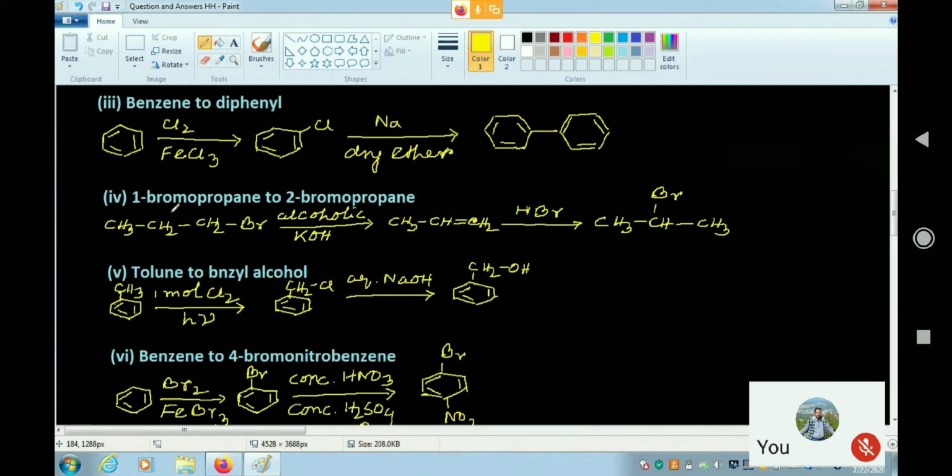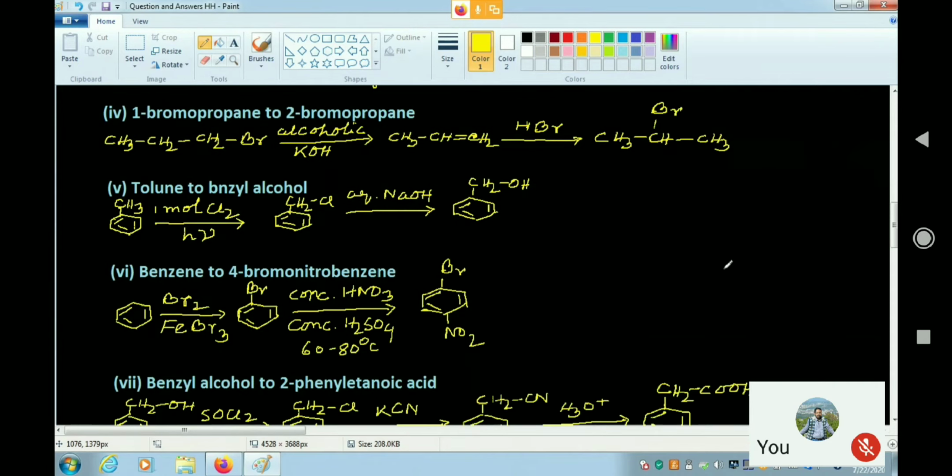Next one is 1-bromopropane to 2-bromopropane. That means the bromine was at the terminal carbon of this propyl group. Here the bromine has to be at the second carbon. For that we first perform dehydrohalogenation when it is treated with alcoholic KOH, giving rise to this alkene, and then simple Markovnikov addition of HBr gives rise to 2-bromopropane.